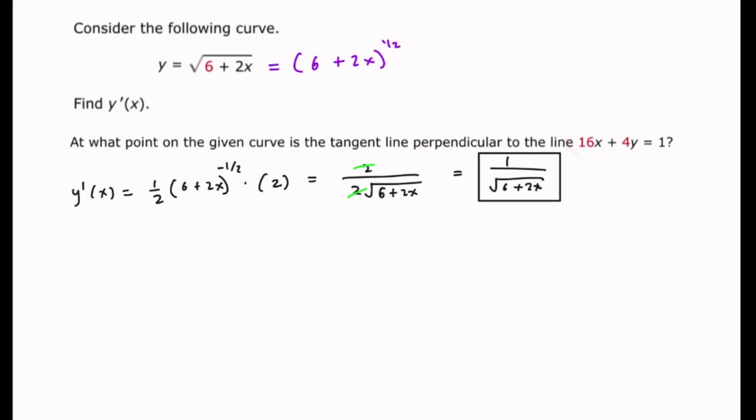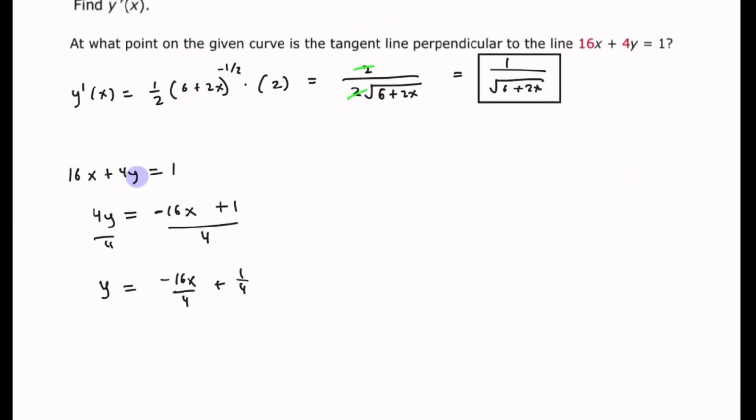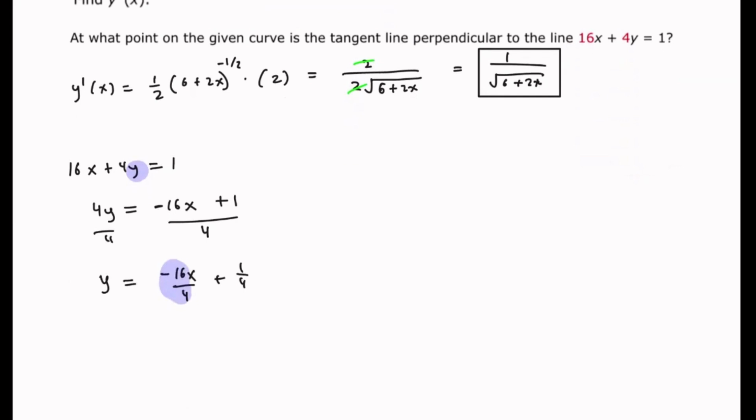So let's put that in y equals mx plus b form. So we have 16x plus 4y is equal to 1. I'm going to go ahead and solve for y. So subtract 16x on both sides. We have 4y is equal to negative 16x plus 1. Divide both sides by 4. That will give you y is equal to negative 16x over 4 plus 1/4. All right, so the slope that we need is this one. So we know the slope for this line happens to be negative 16 over 4. That's really negative 4.